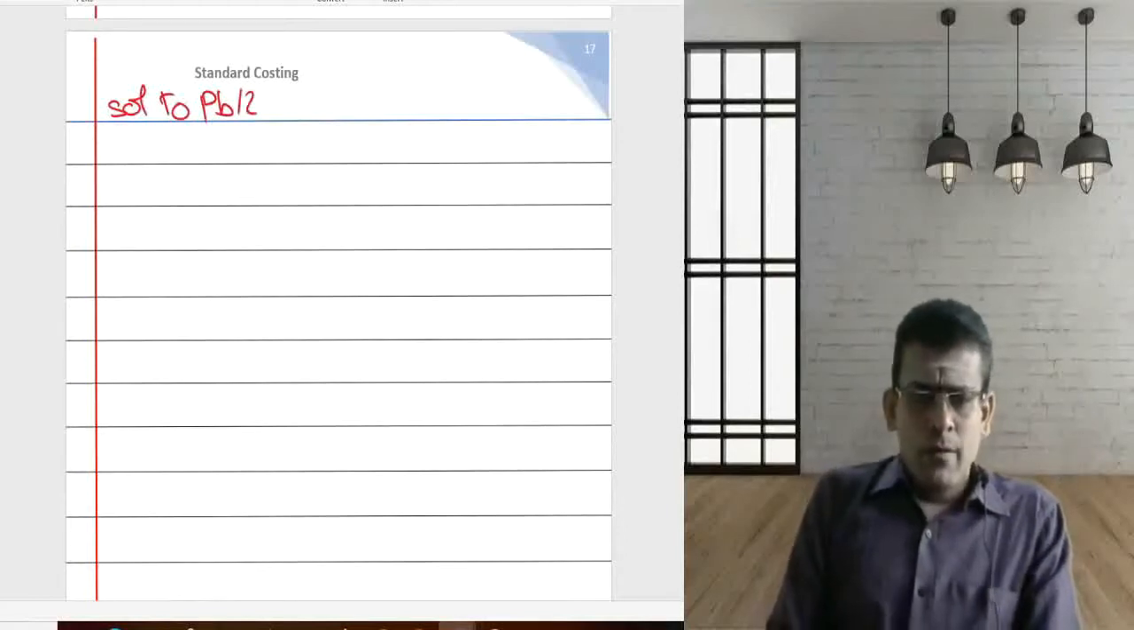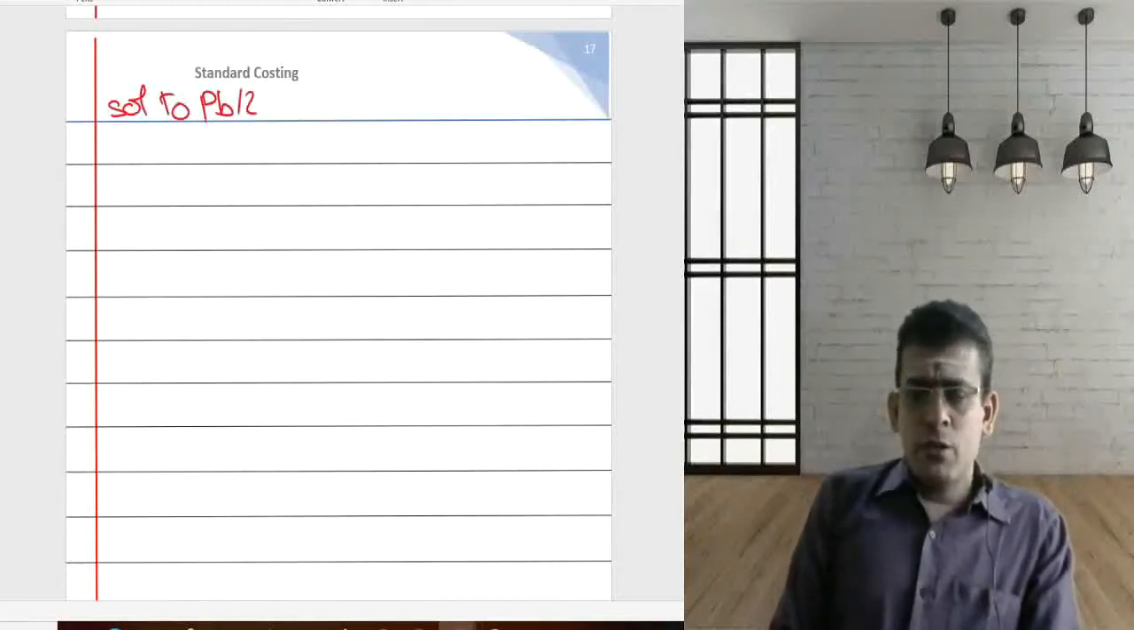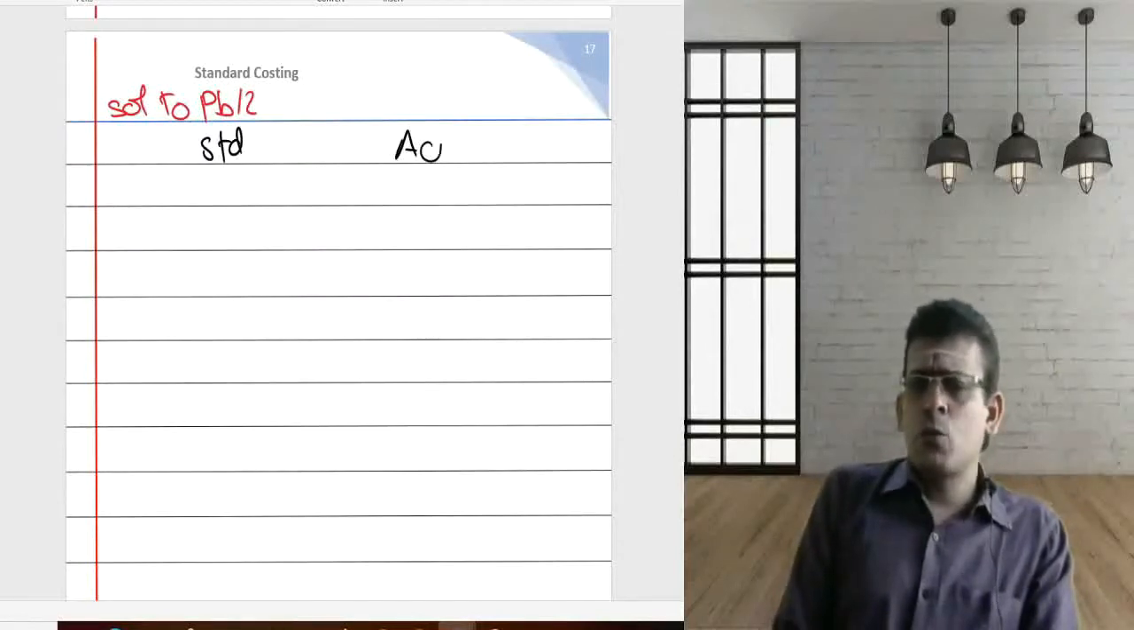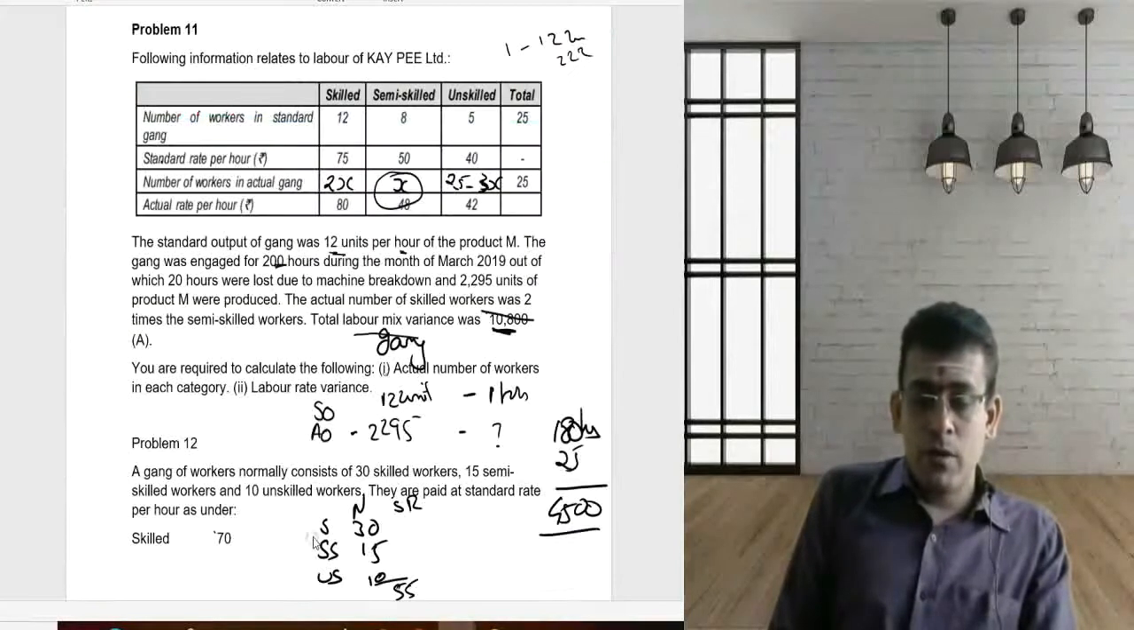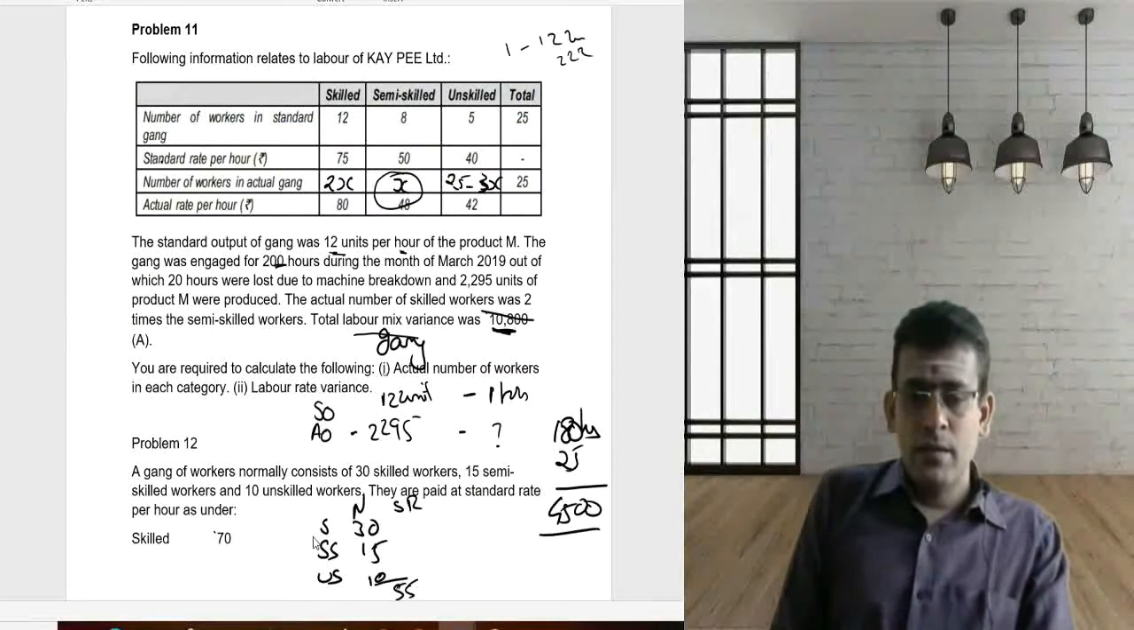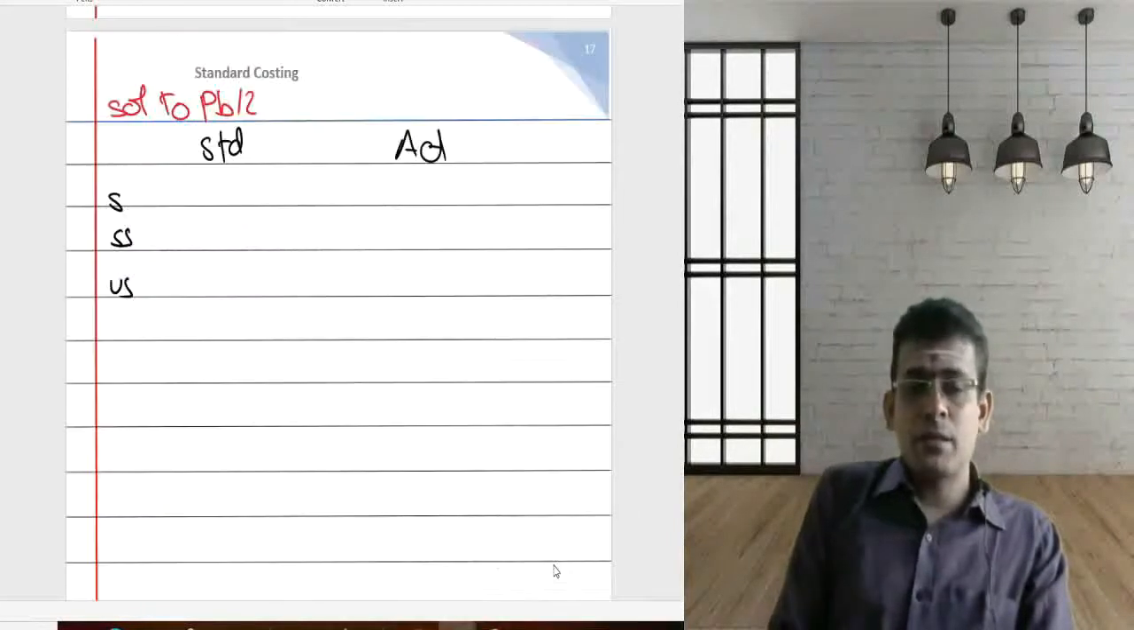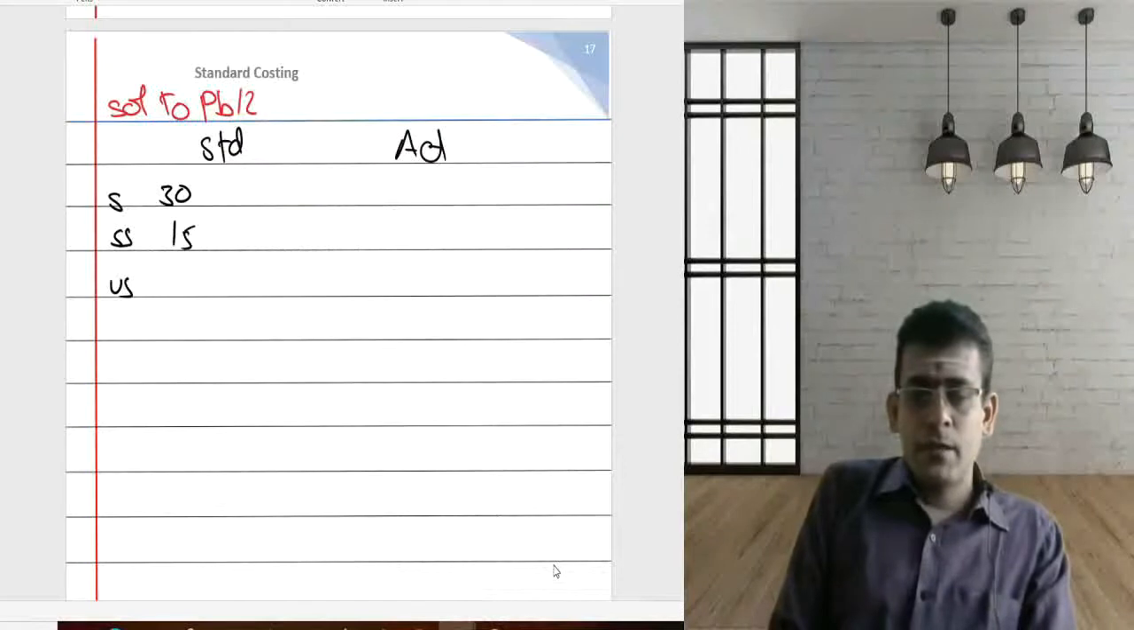Now, whenever the problem is given like this, you need to prepare a small table that becomes easy for you. Standard, and you put one column as actual. And what is given? Skilled, semi-skilled, unskilled is given, and he is telling you the number of workers. How many workers? 30, 15, 10. So quickly update here: 30, 15, 10. This is nothing but the number.